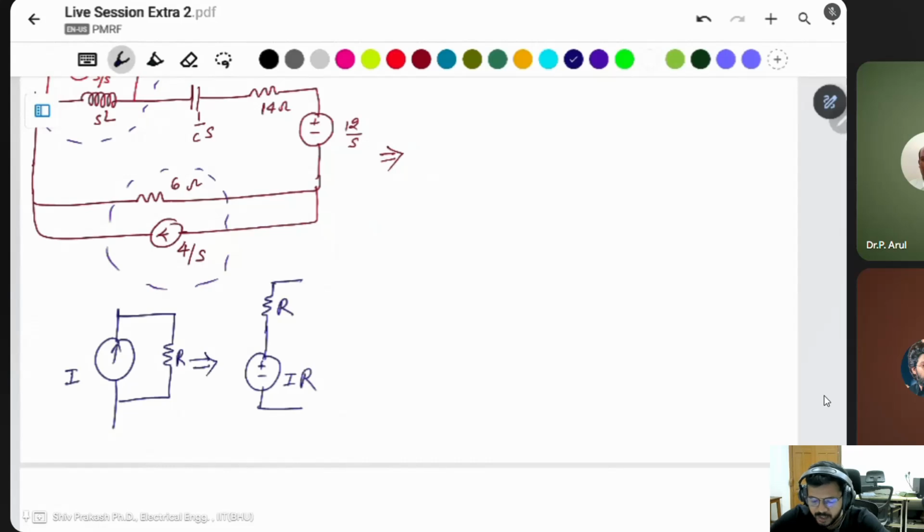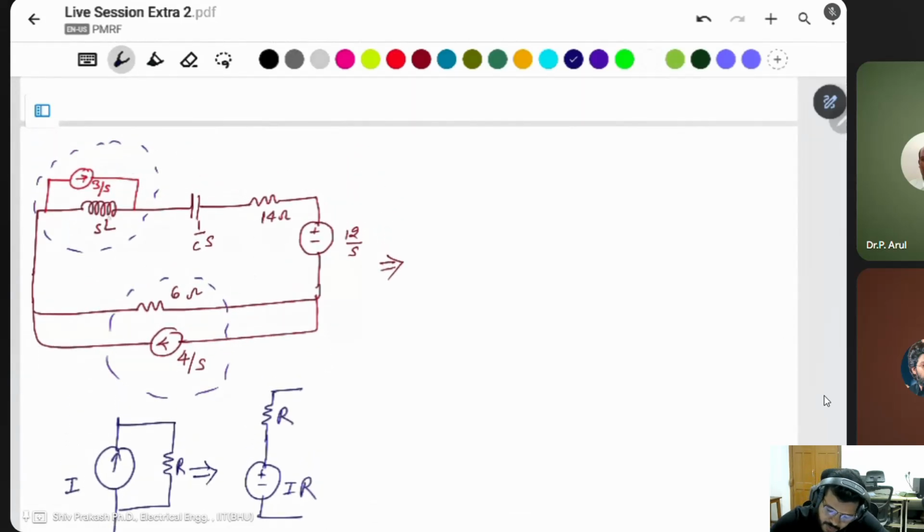Okay, multiplication of these two: 3 by S into SL. The S will cancel out, so 3 by S into SL will be 3L. The voltage source is 3L. The inductor is the same as before, an inductor and a voltage source. The arrow is here, that side is positive. This is 3L, and this inductor is SL.